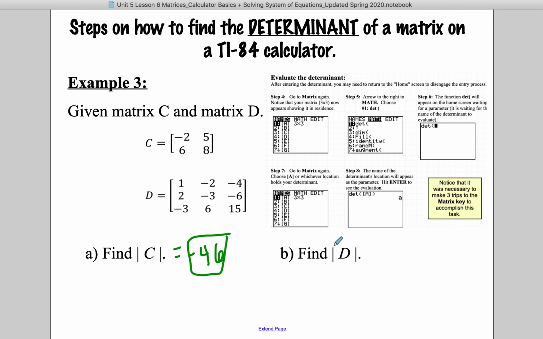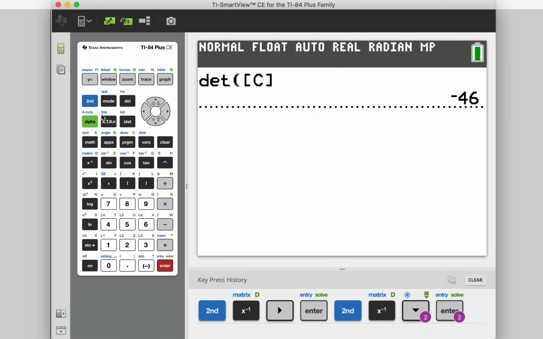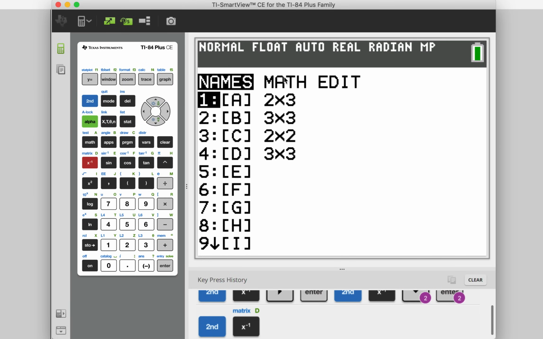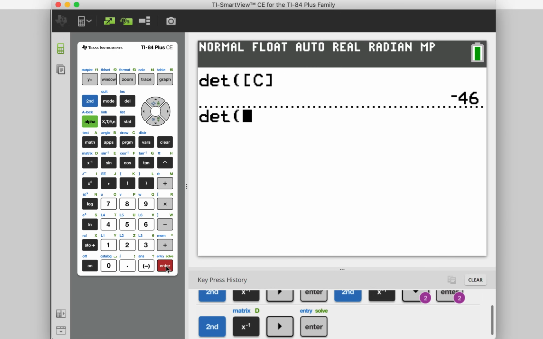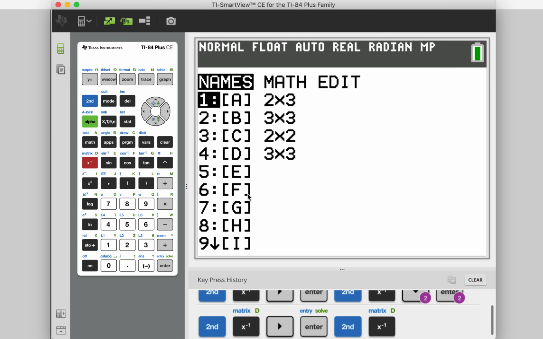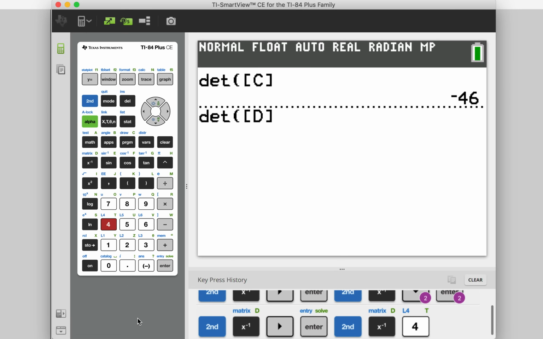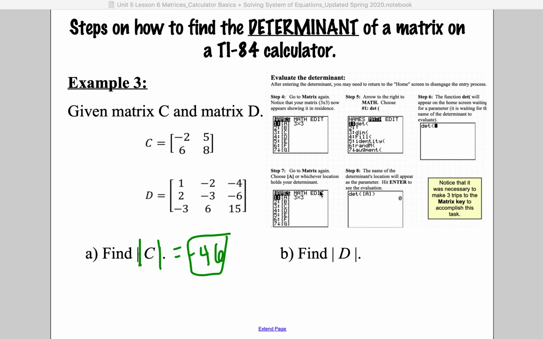Now we're going to go ahead and find the determinant. Remember, these bars mean find the determinant. We're going to find it for matrix D. So repeat that process. We're going to go second matrix, over to math, determinant, so hit enter. And then I'm going to go get my matrix D. So second matrix, and then we're always using the name 1. You can either arrow down, or do you guys see how matrix D is number 4? You can hit 4. It'll grab D for you at that point, and then hit enter. So the determinant of matrix D is 3. So there is example 3.